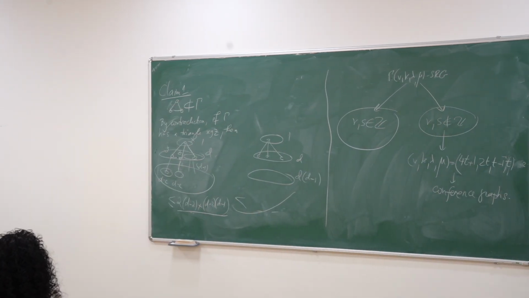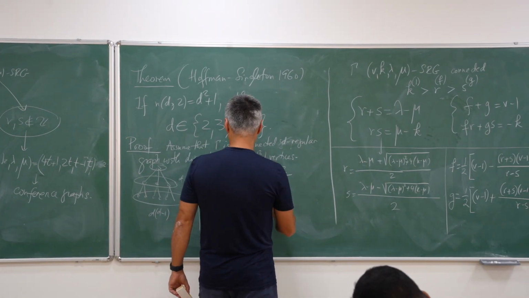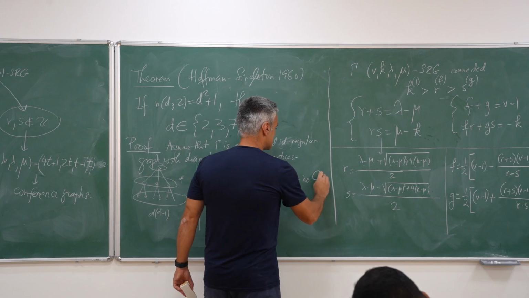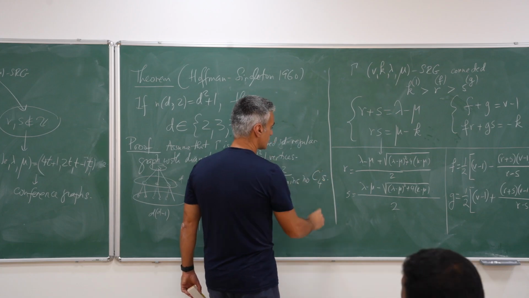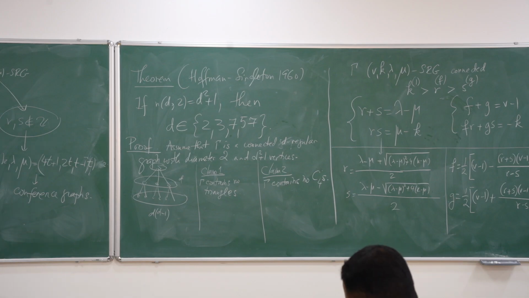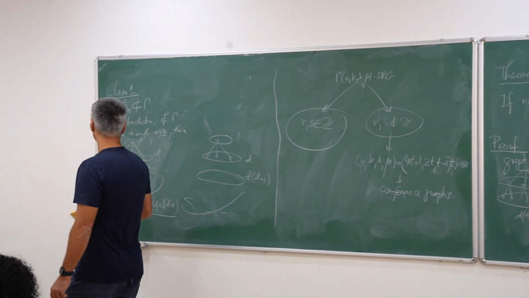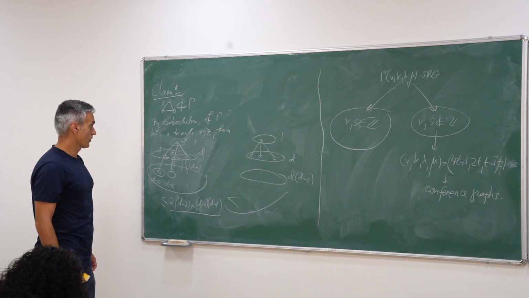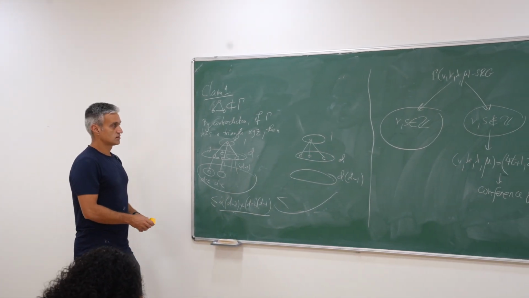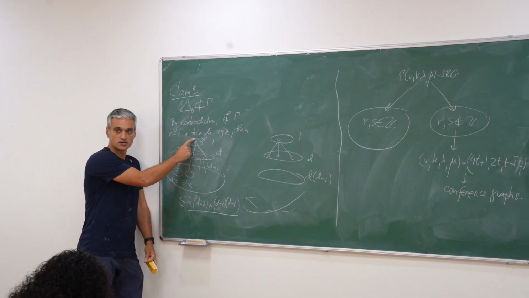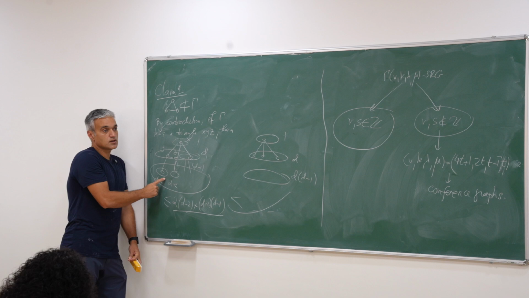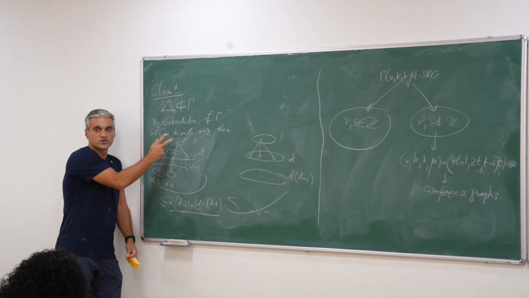Claim 2: gamma contains no C4s, so no cycles of length 4. And the proof will be similar to this one. Yes? Where am I looking? Here? Not in the third level. Yeah, but you can always look at it, you move it here.